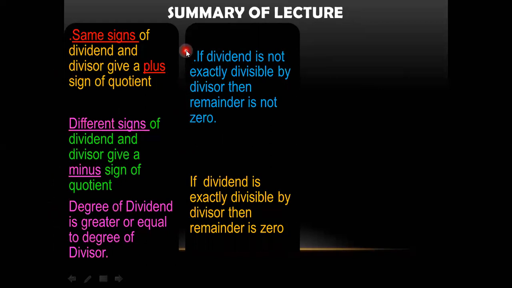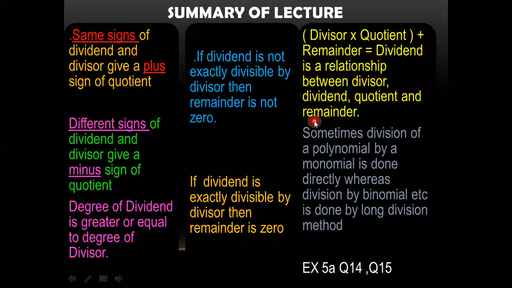And which example did you see for this? 13 divided by 3. And if it were exactly divisible, then its remainder would be 0. You can check with any example, for example, divide 12 by 2. If the dividend is exactly divisible by the divisor, then dividing 12 by 2, the remainder will be 0, which will be a proof of it. Then we have applied the formula divisor into quotient plus remainder is equal to dividend, which is a basic relationship between divisor, dividend, quotient, and remainder.